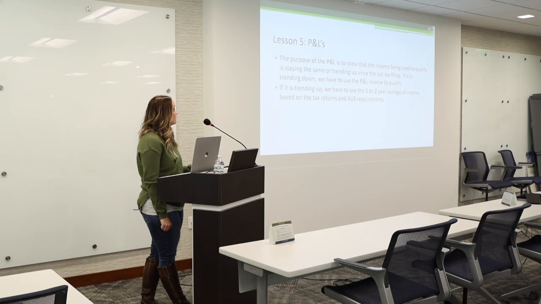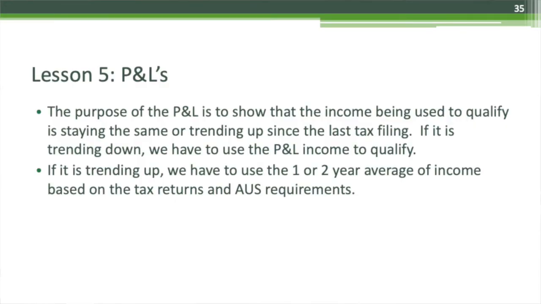Now we're going to go over the P&Ls and how they relate to the business returns that we review. One thing to note, you have to use the P&L within 60 days, as we said, and you have to determine if the current year is trending, declining, or staying basically the same. If the P&L is showing less income than the average that you're using, either the 1 year or 2 year based on your AUS, you have to use the P&L income to qualify.